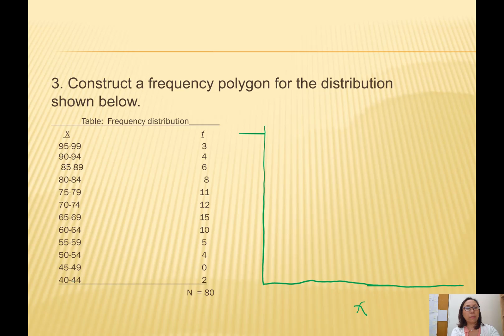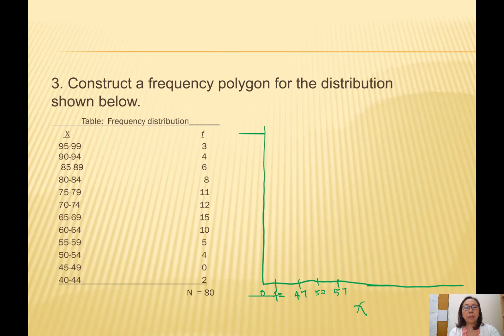So between 40 and 44, the number in the middle is 42. With this being 0, let's go with 42 here. The next middle number is between 45 and 49, and that's going to be 47. The one above that, the middle number is going to be 52. The one above that is 57, and so forth. So you see a pattern: these numbers are skipping by 5 points, because the interval size is 5.